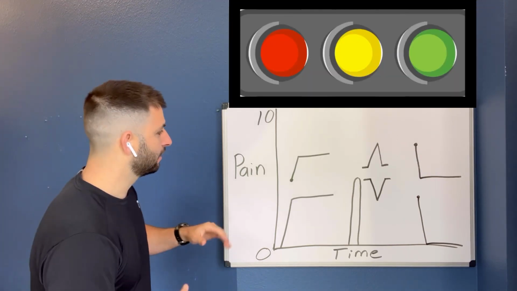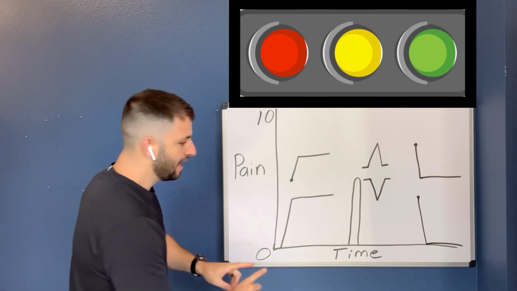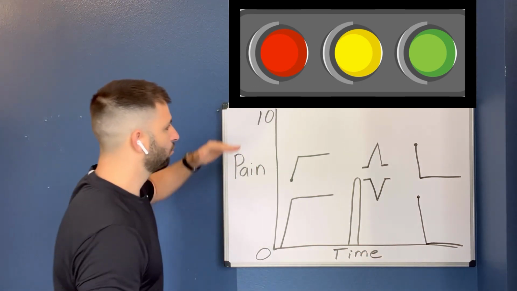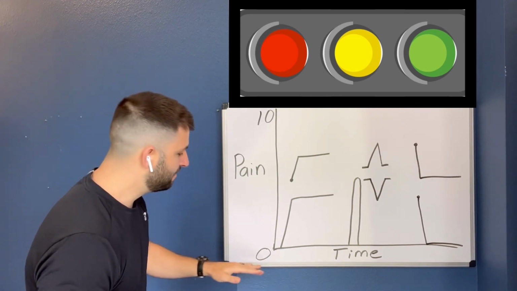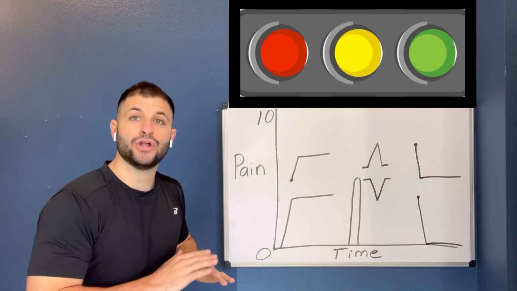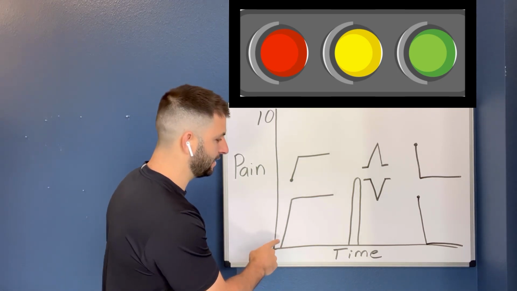So we're going to start here. On this graph, this is pain on the y-axis, and this is time. So we'll call this a 10 out of 10 pain, which is a very high level of pain, and this is 0. This is no pain at all. So let's start with this figure right here.